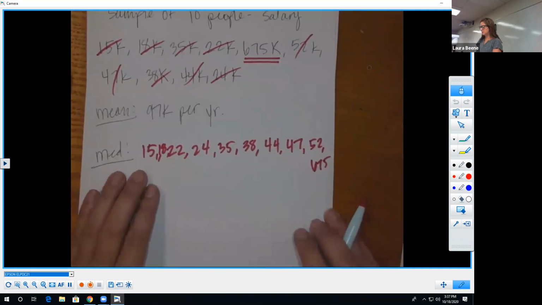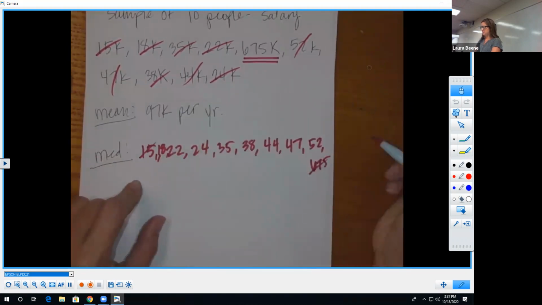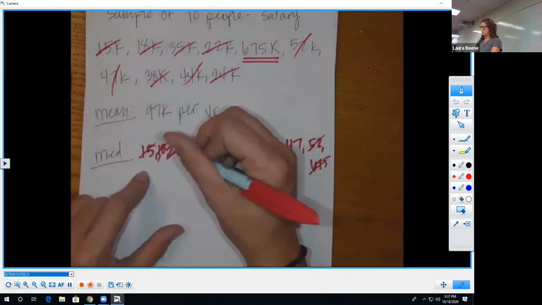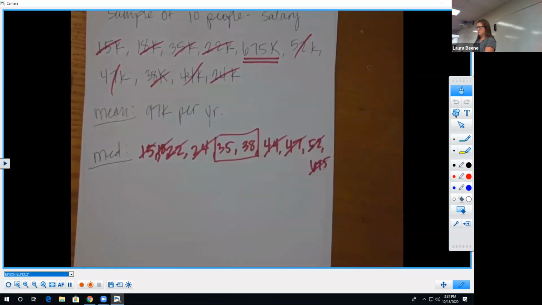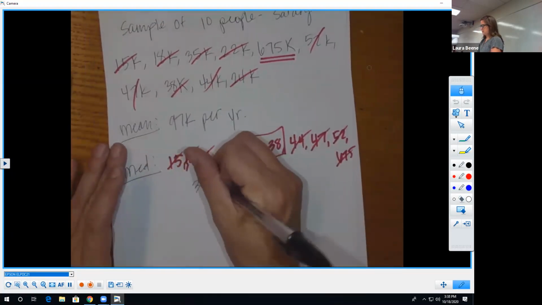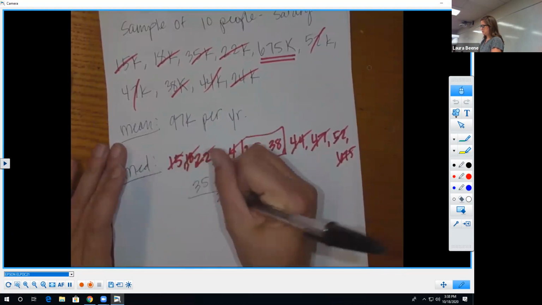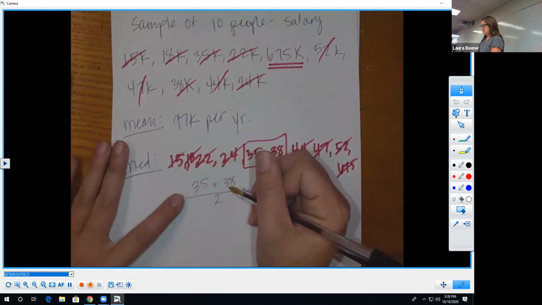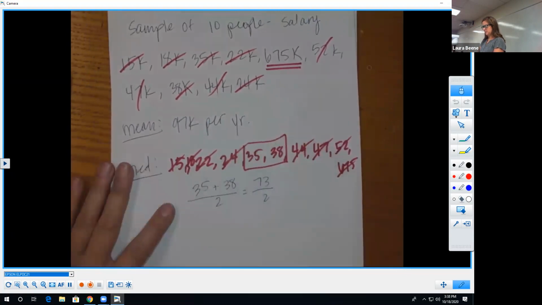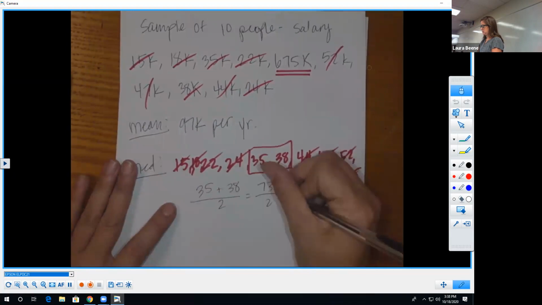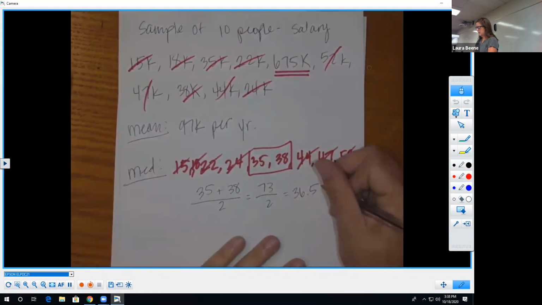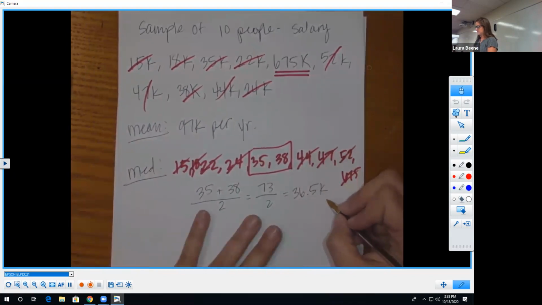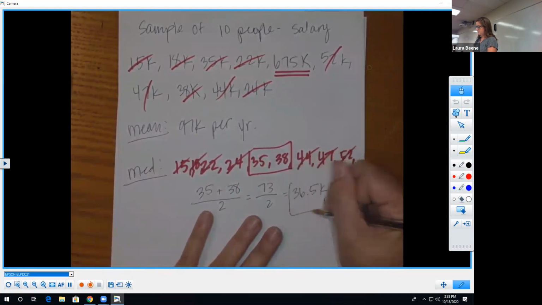Okay, so to find the median here, we're marking them off. So 15, 675, 18, 52, 22, 47, 24, 44. My median is the average of these two numbers. Okay, so 35 plus 38 divided by 2. That gives us 73 divided by 2, which is 36.5. Okay, so the median salary is $36.5 thousand per year.